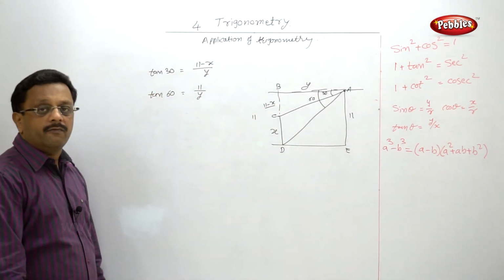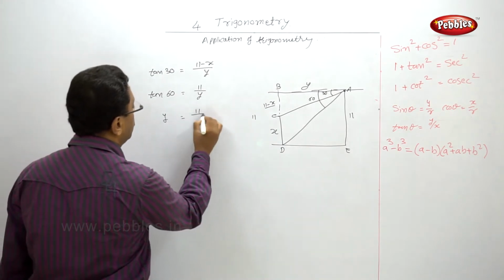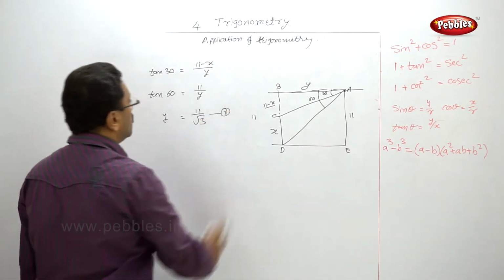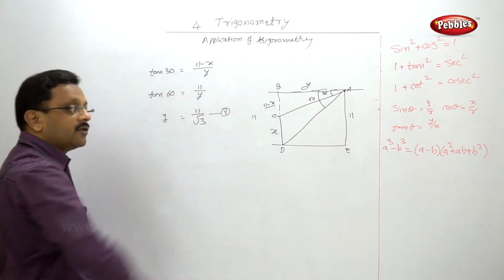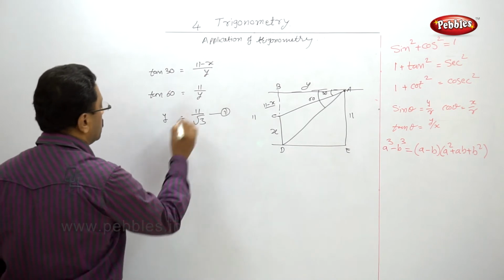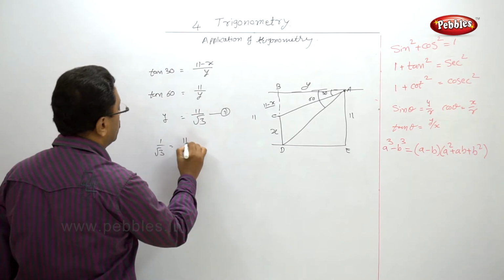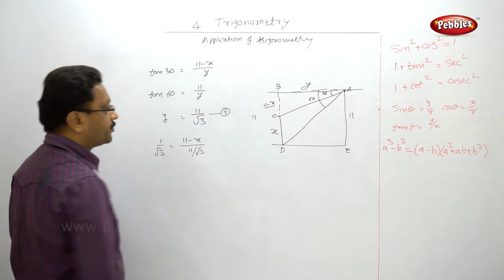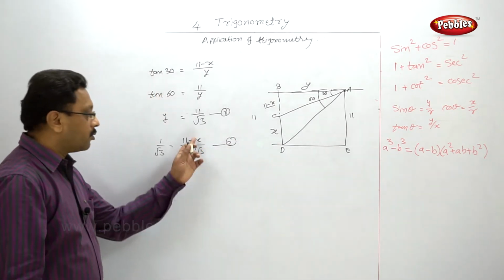Tan 60 value I know, that is root 3. So y is equal to 11 upon root 3. This is the first equation I got. Now I'll substitute the value of y here. Okay, what is tan 30? Tan 30 is 1 upon root 3. So I get 1 upon root 3 is equal to 11 minus x upon 11 by root 3. This is the second equation I got. Now here only x is unknown.